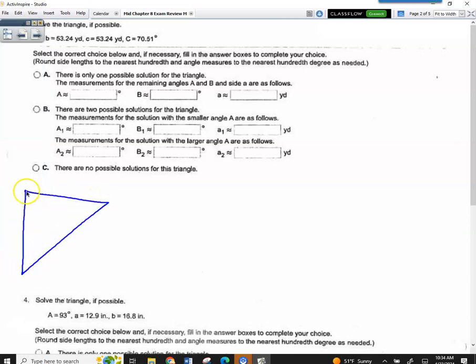Alright, so I'm going to draw a picture. We got B, C, C, and then look over here and see that the other letter is A. So I label A, B, C. Little b is going to be opposite of angle B. Little c is going to be opposite of angle C. And angle C is 7.5 degrees.